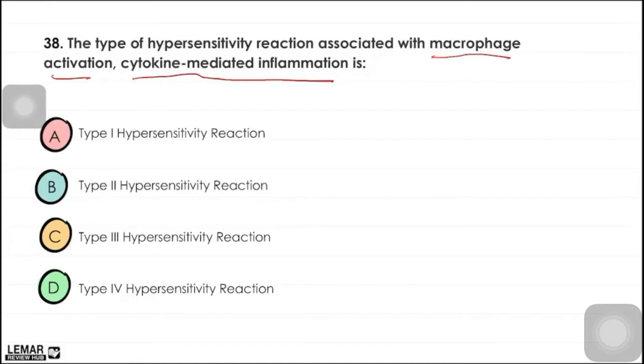Another characteristic of type 4, second, rejection of foreign tissue grafts. The elimination of tumor cells bearing neoantigens. For number 3, third involvement, we have the formation of chronic granulomas. That is in type 4 or cell-mediated hypersensitivity reaction. So number 38, it is type 4.